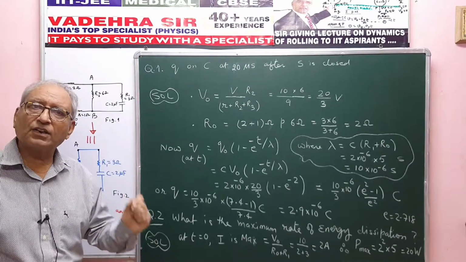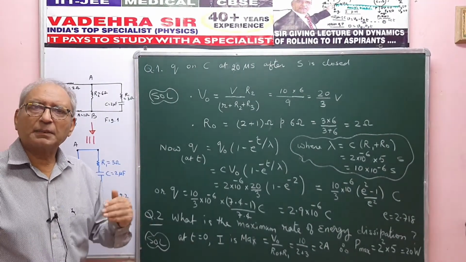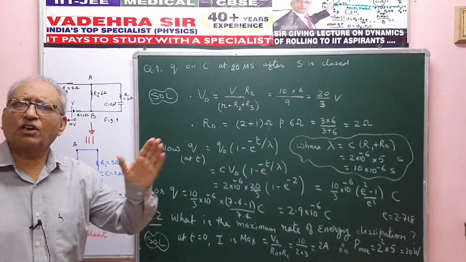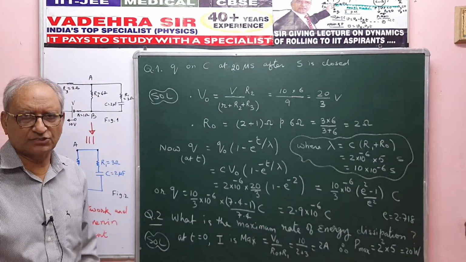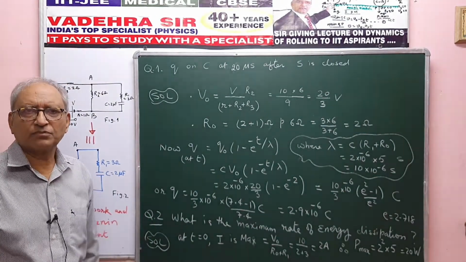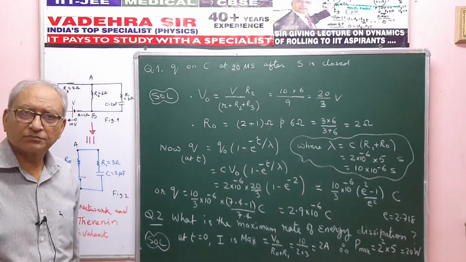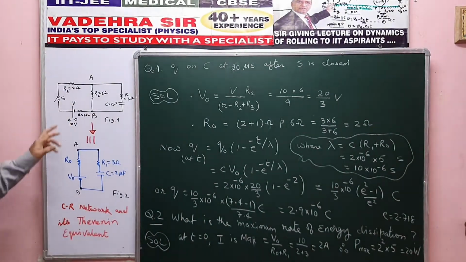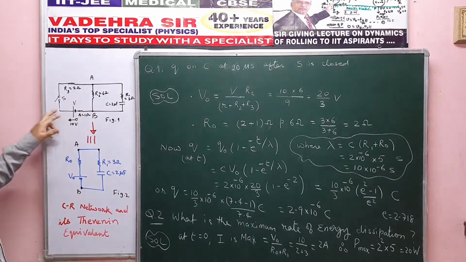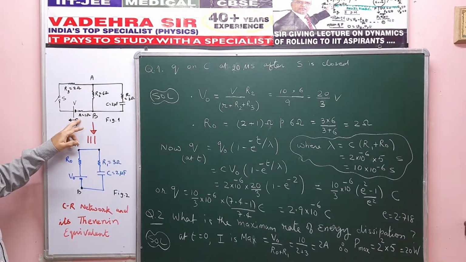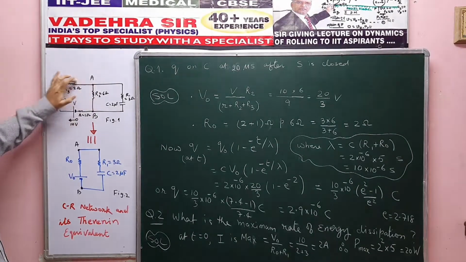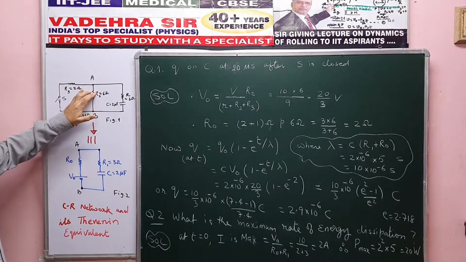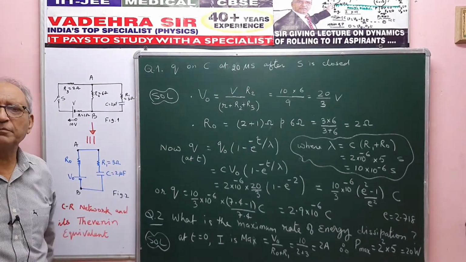Now, how is R naught found? Replace, short all EMFs and only retain their internal resistances and find the resistance between A and B. So here, if you short the cell, this becomes 0. So you have 1 ohm and 2, 3 ohm parallel to 6 ohm. 3 and 6 in parallel.